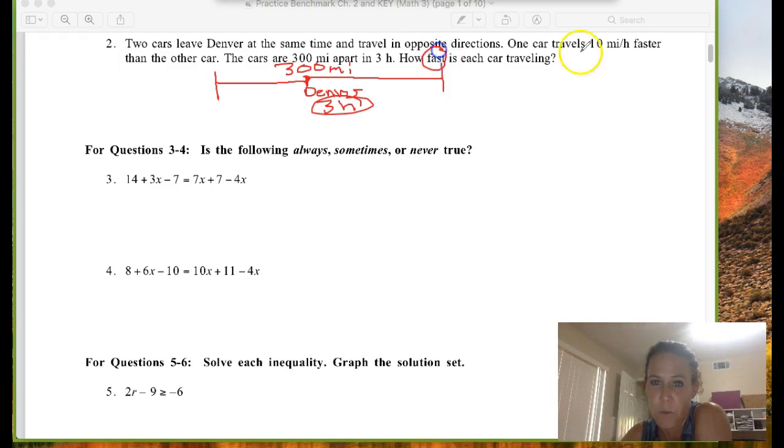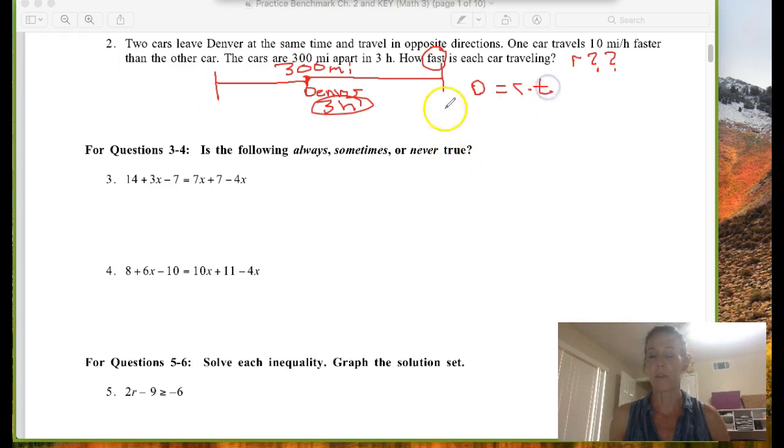Fast is rate. So we want to know the rate of each car. What is the rate? Let's use our good old distance equals rate times time. So let's remember that formula. You should know that. Distance equals rate times time. So if you're driving to Denver at 60 miles per hour and you're driving for 3 hours, how far do you go? Let's go ahead and figure this out.